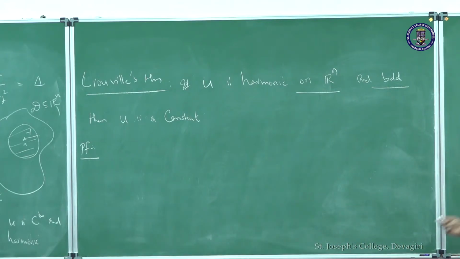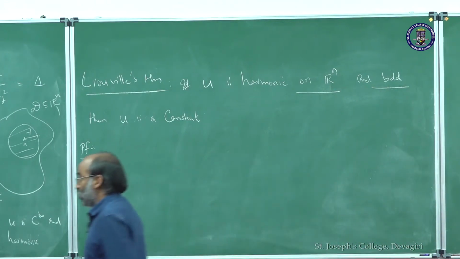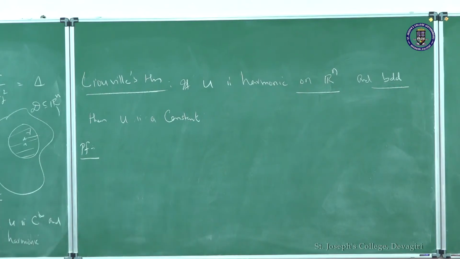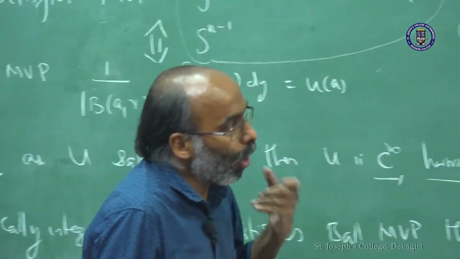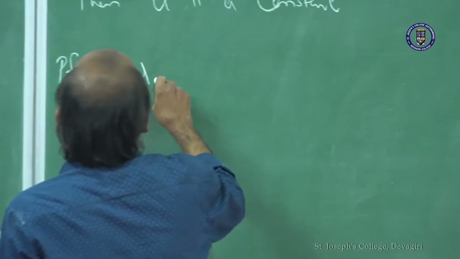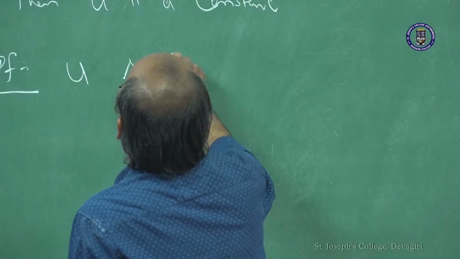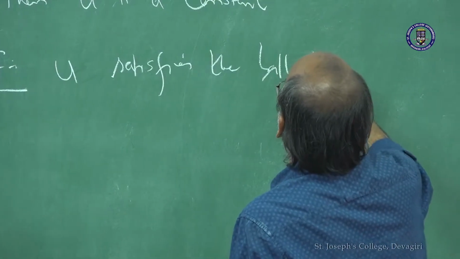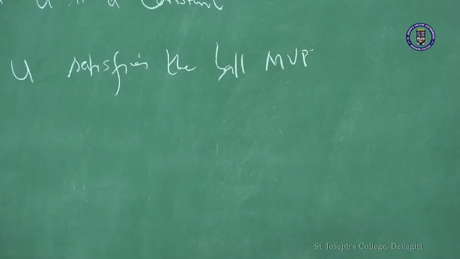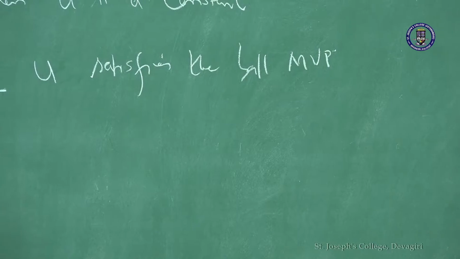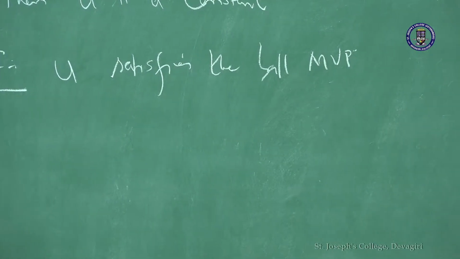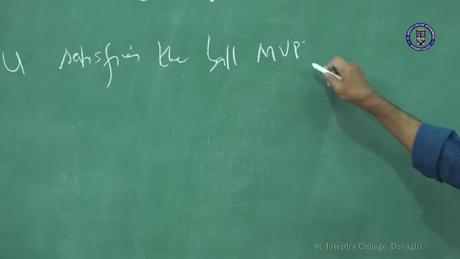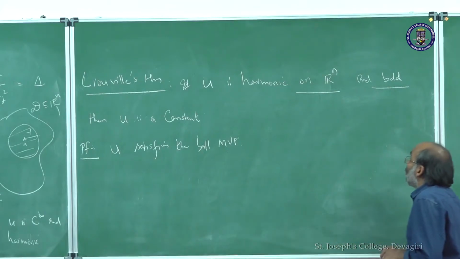Well, you know u is harmonic, right. So, u satisfies the mean value property, and so u satisfies the ball mean value property, right. So, we use that. Okay. Well, how do we use that?